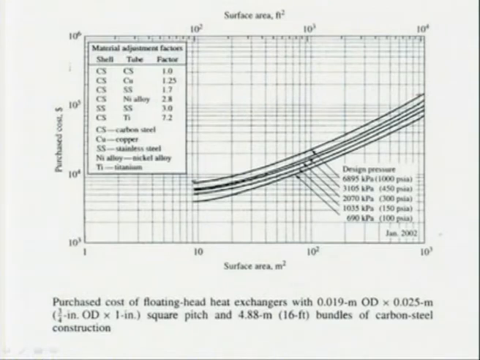So, this is the purchase cost. Now, another factor is the design pressure. Our reaction occurs at 5000 kilopascal, so we have to choose the design pressure higher than that. We choose 6895 kilopascal, and for that design pressure and 900 meter square area, we get the purchase cost as approximately $105,000. But remember, these are for 1 inch diameter and 16 feet bundle of tubes of carbon steel construction.